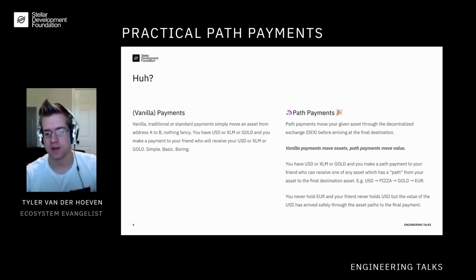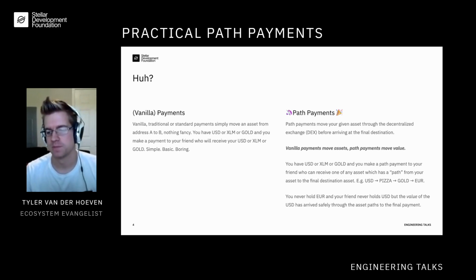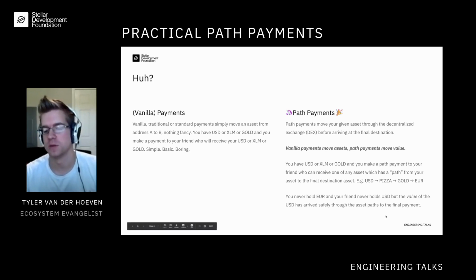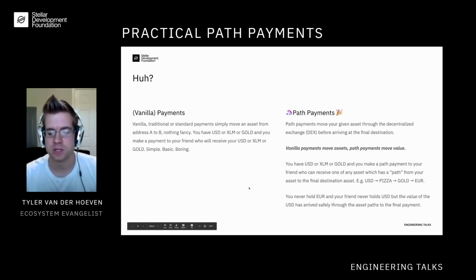the value of that thing. So I may pay you with US dollars, and it goes through these different paths of maybe a pizza token, which then goes to a gold token, and finally arriving in your wallet as a euro token. This obviously is going to require some order book stuff to make that happen, and we'll take a look again in a moment about what those things are. But essentially, you never hold euros, and your friend never holds USD in this example that I just showed.